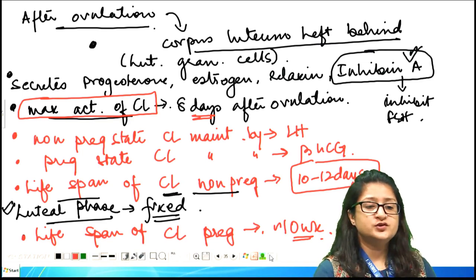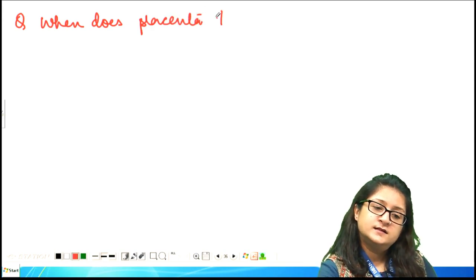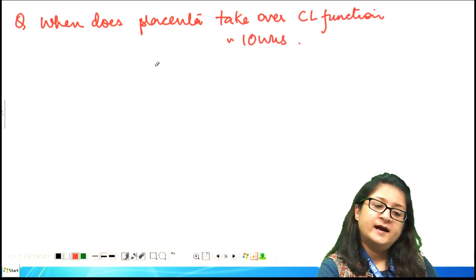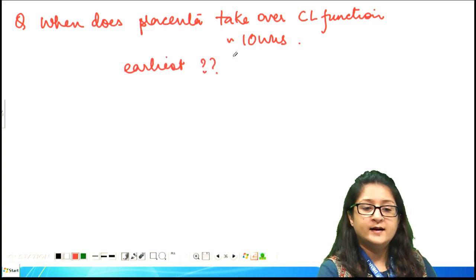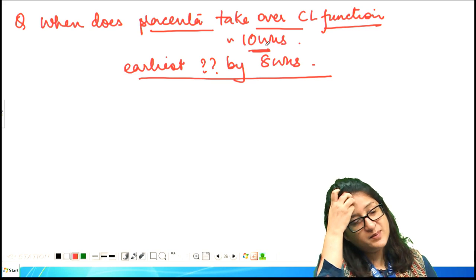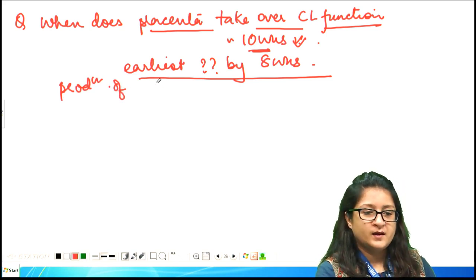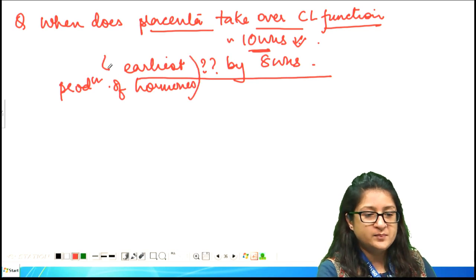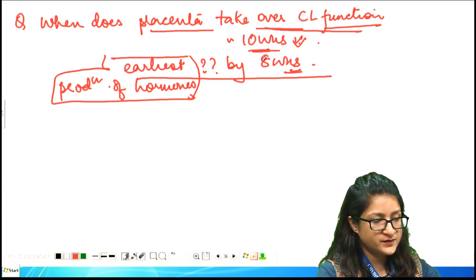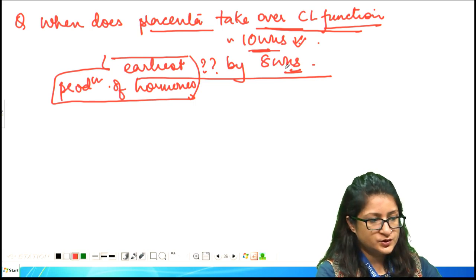If they ask you this question, when does the placenta take over corpus luteum function, that is by 10 weeks. And if they ask you the earliest, it is by 8 weeks. The placenta definitely takes over by 10 weeks, but the earliest production of hormones by the placenta is by 8 weeks. If they ask you specifically the earliest, then the answer is 8 weeks. So these are the important points about the menstrual cycle that you should remember.